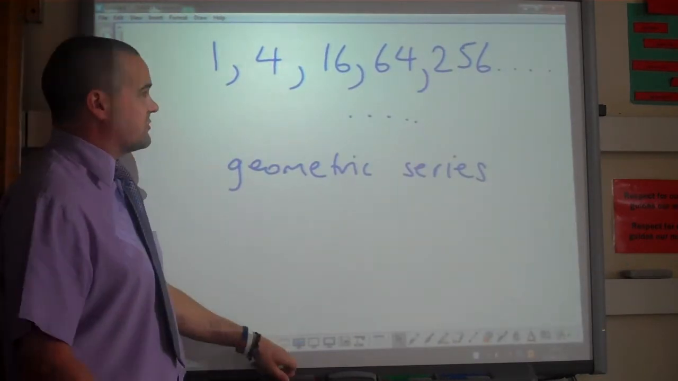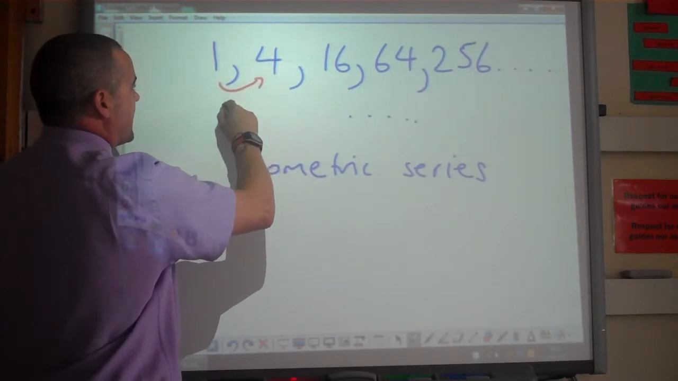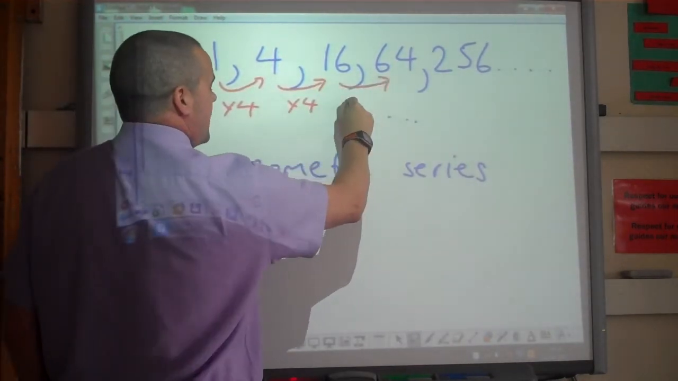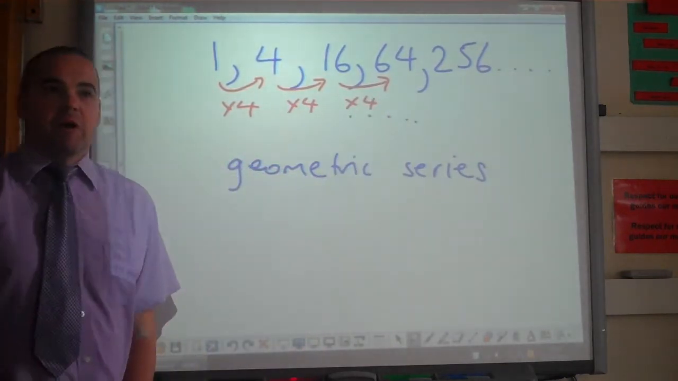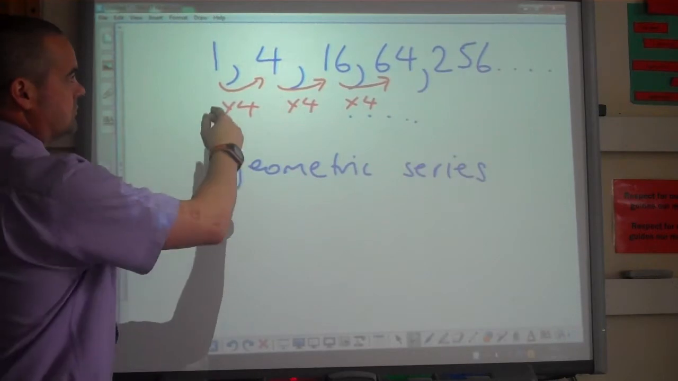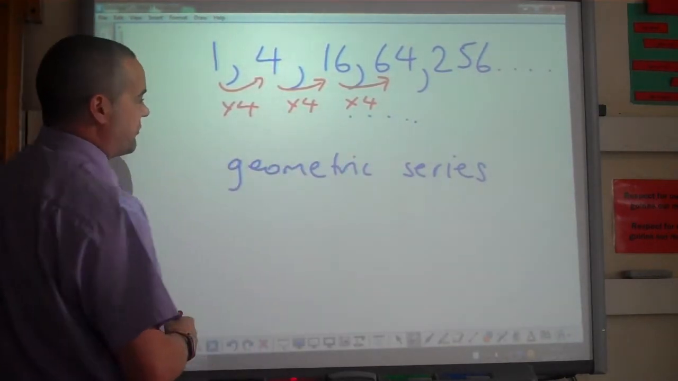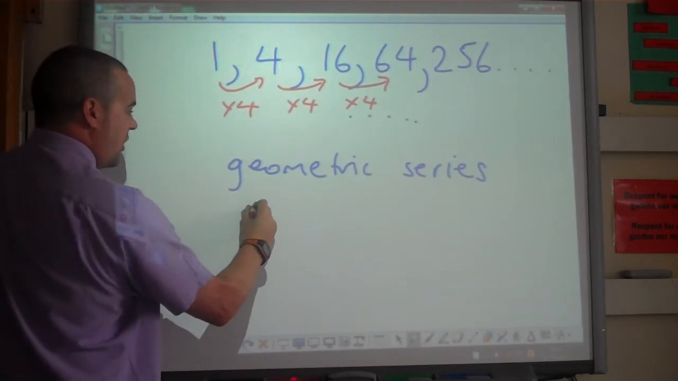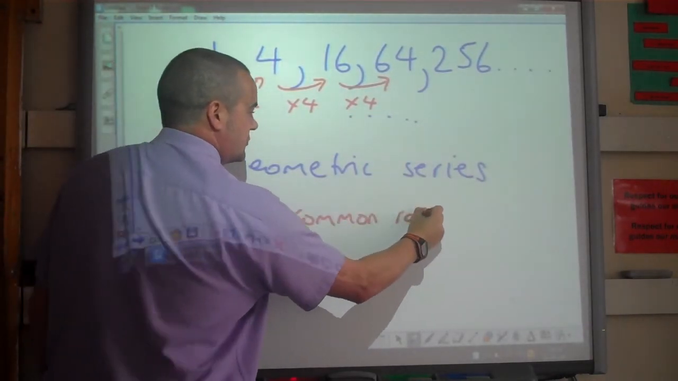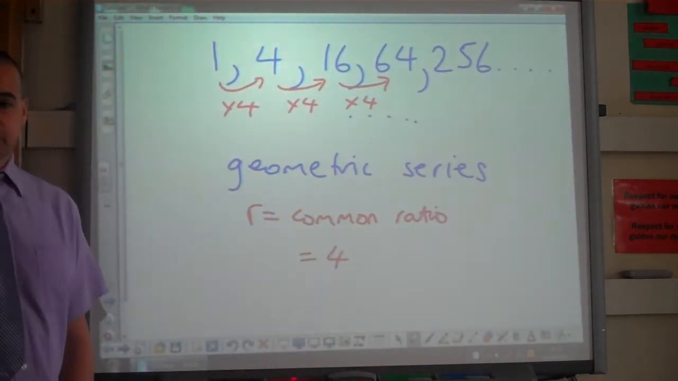It's known as a geometric series because, although it doesn't have the same difference, it has the same multiple. So if I multiply one term by the same number, I get the next term. So in this case, the multiple is 4. This multiple 4 is known as R, and it's known as the common ratio. So in this case, it's equal to 4.